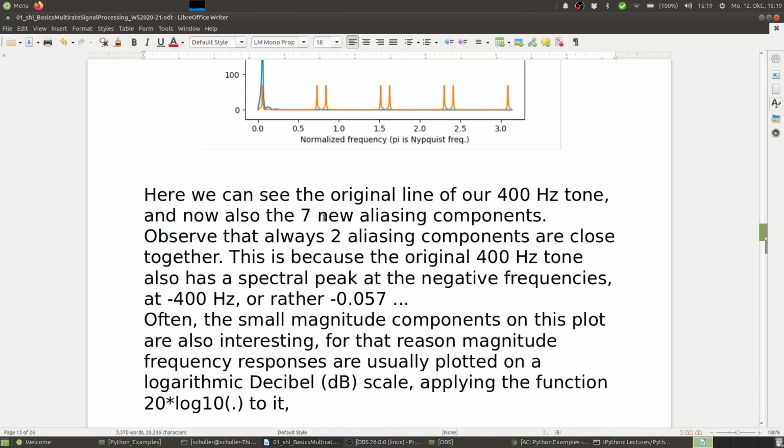So we have altogether 7 new aliasing components or spectral copies because we did the downsampling by 8, and this is what I just explained. They are also close together because of the negative frequencies, where you also have a peak at minus 400 Hz or minus 0.057.